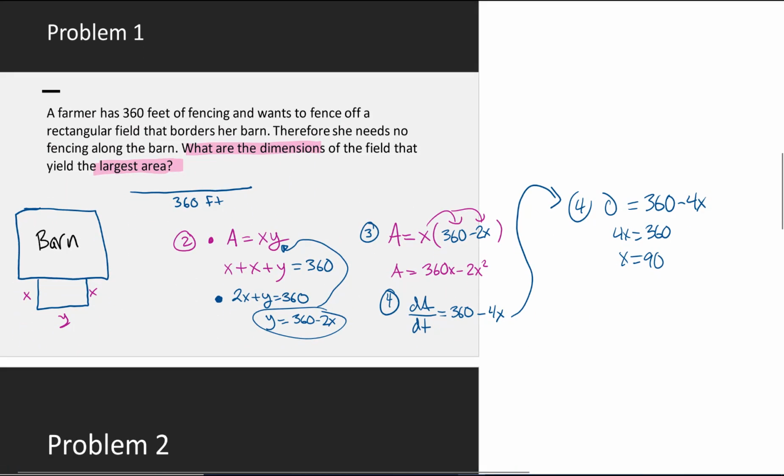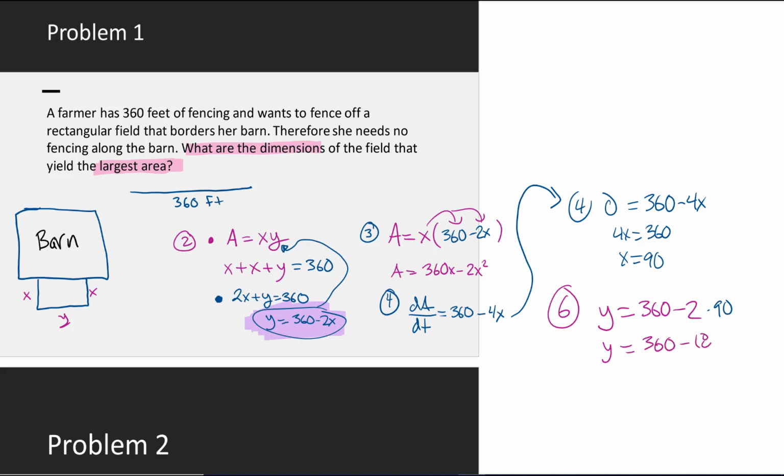Number 6 says plug it back in and go find your answer. And where you're always going to take your answer from is you want to plug that thing right back into here. Whatever your substitution was, whatever we did from step 3 to plug it in, we're going to put it back into our equation for step 6, which says that y is equal to 360 minus 2 times that x we found right above. So we're going to find out that our y is equal to 360 minus 180, which is 180. Therefore, the barn would need to be 90 by 180.